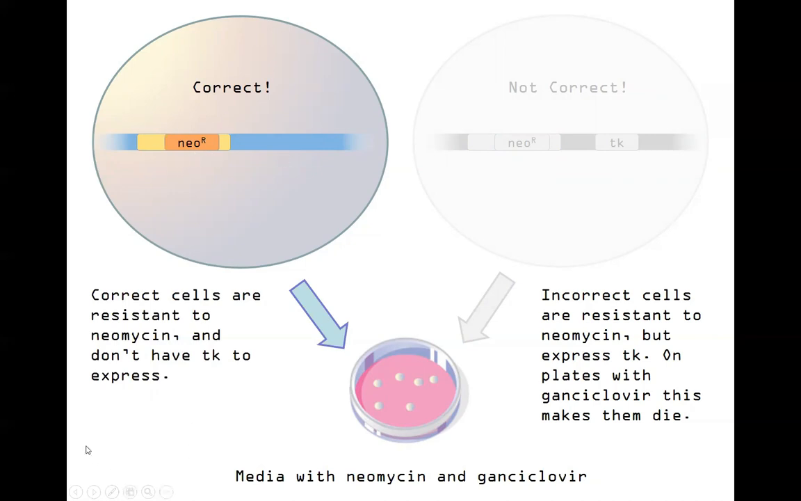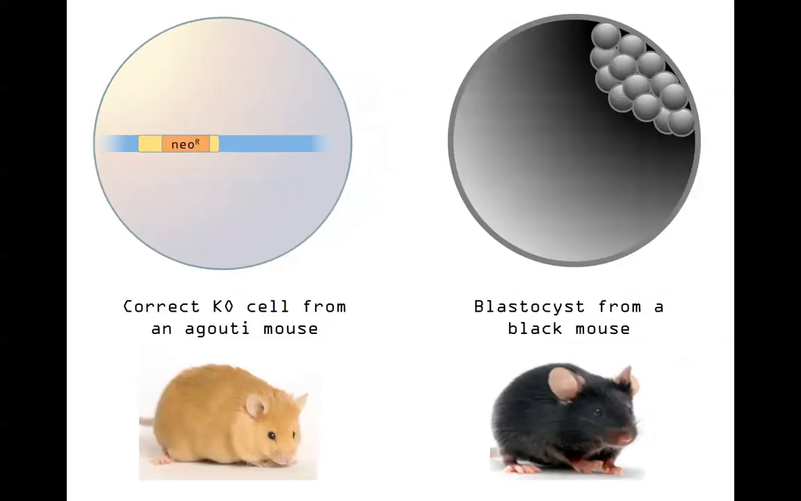Okay, so let's actually see the next steps. Again, moving forward with only the correct cells. The thymidine kinase has saved us a lot of time. Okay, so let's see what happens. We're going to take these cells that now contain the knockout, remembering that they were from an agouti mouse. So I've kind of color-coded it so it's a little bit more yellow. This is from an agouti mouse, okay?